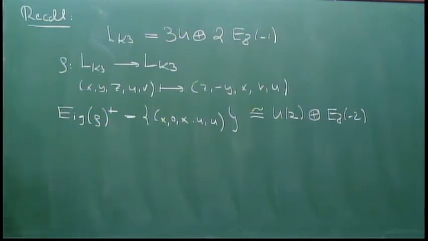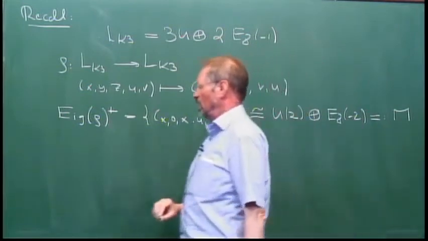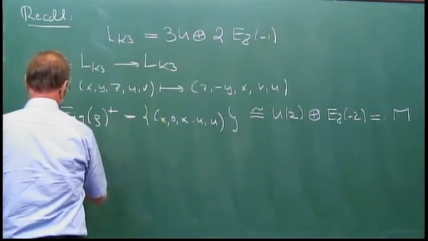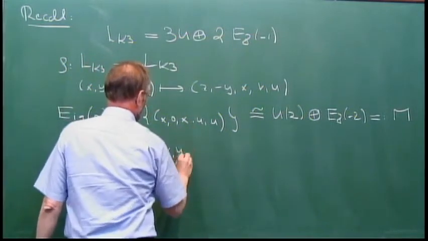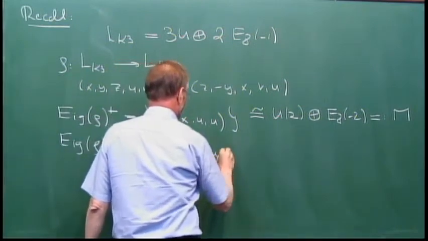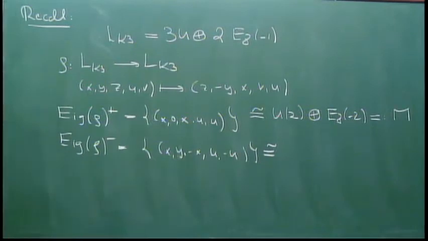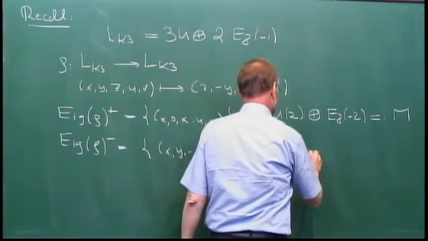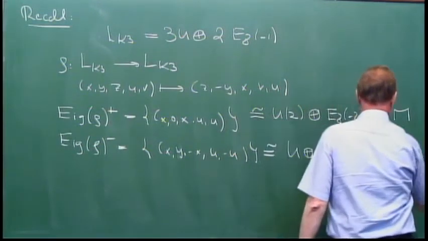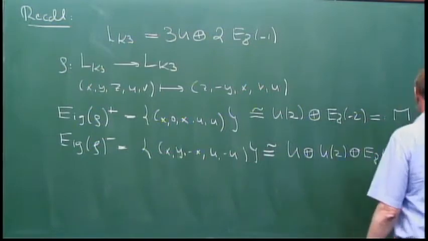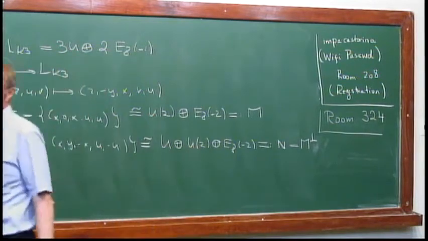The plus eigenspace, let me call this M, and let me call the negative eigenspace, this is then (x, y, -x, u, -u), and by the same token, this is isometric to U plus U(2) plus E8(-2), which I call N, and that's, of course, the orthogonal complement of M inside the K3 lattice.